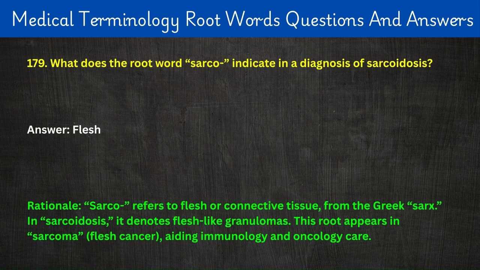179. What does the root word sarco- indicate in a diagnosis of sarcoidosis? Answer: flesh. Rationale: Sarco- refers to flesh or connective tissue, from the Greek sarx. In sarcoidosis, it denotes flesh-like granulomas. This root appears in sarcoma, flesh cancer, aiding immunology and oncology care.